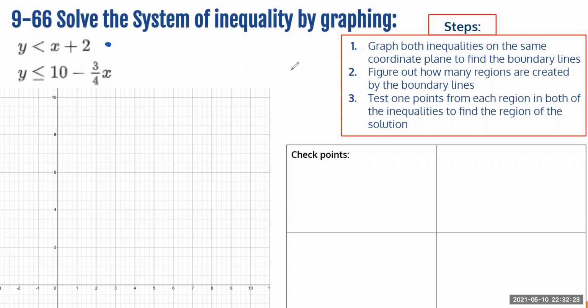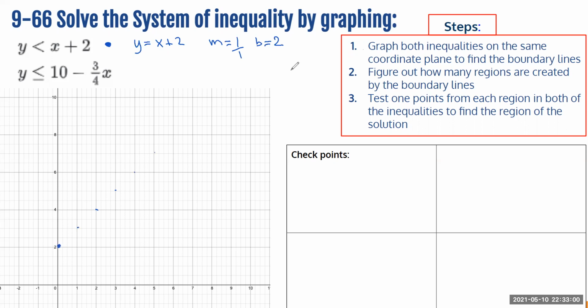Okay, so y is less than x plus 2. So I start with my equation y is equal to x plus 2. I identify my slope and y-intercept. So the slope is the coefficient in front of x, which is a 1. And the y-intercept is 2. So I go to my coordinate plane and plot the point 2. And then I count out my slope is 1. So it's 1 over 1. So rise 1, run 1, rise 1, run 1, and so on like this.